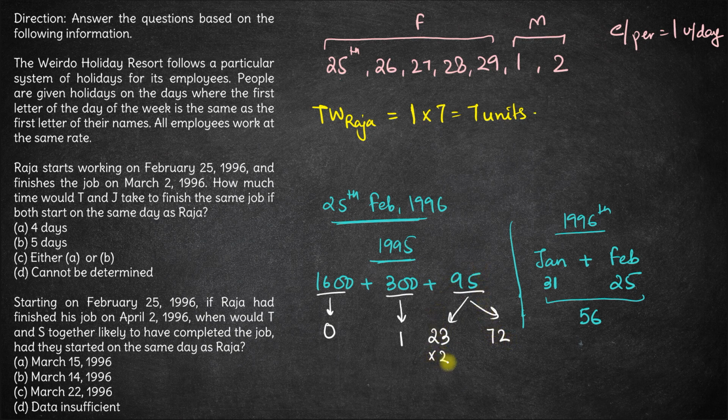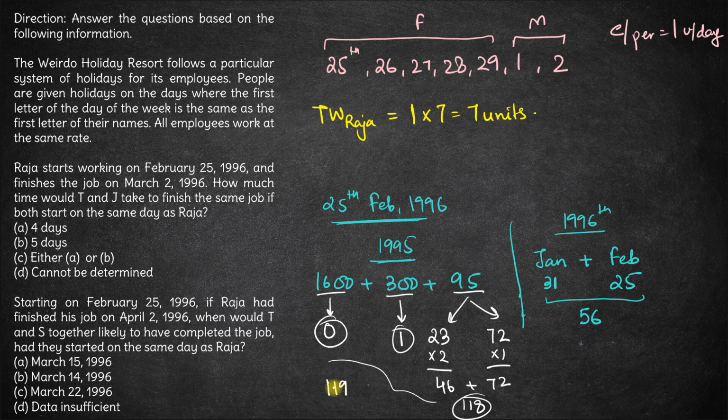Now each leap year has 2 odd days and each non-leap year has 1 odd day. So we have 46 plus 72 odd days in these 95 years. 46 plus 72 is 118 odd days. Okay. So 118 plus 1 is 119 plus 0 is 119. So the total odd days here is 119.